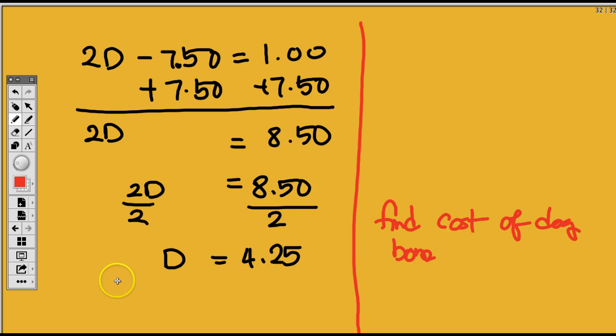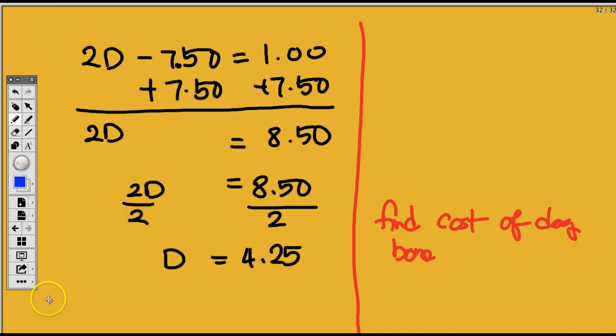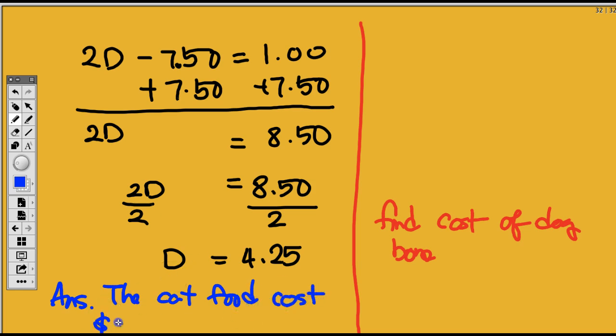This was a word problem, wasn't it? So if it was a word problem, your answer should be in words too, okay? So there you go. Here's your answer, okay? The cat food cost, how much was it? It was $2.50, right? $2.50 each.